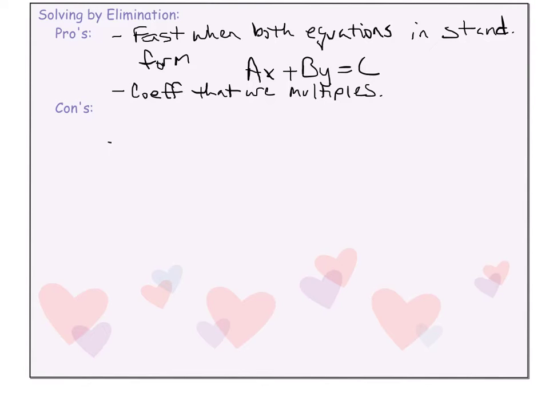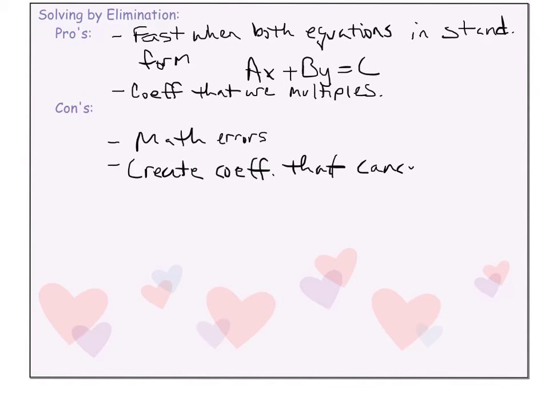Okay. One of the cons is you can have math errors. And this can happen especially when you have to create coefficients that cancel out. Okay? So sometimes, even when we have our equations that look like this, we have to create those canceling coefficients, and that can lead to a few math errors. But still, it is usually a lot less writing than substitution.